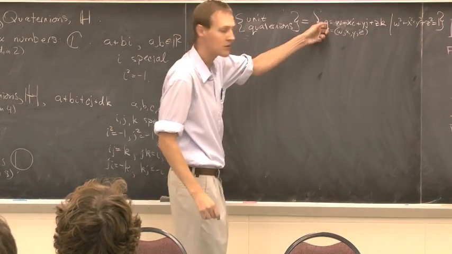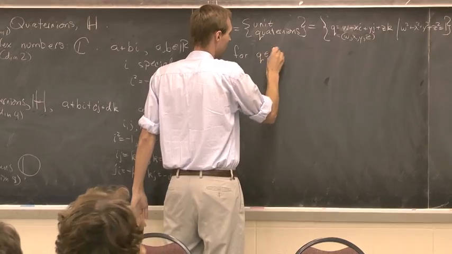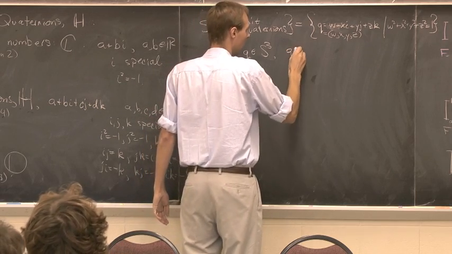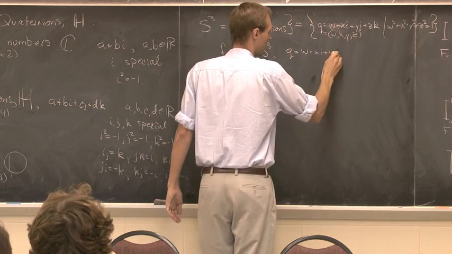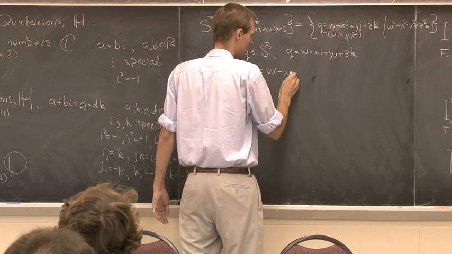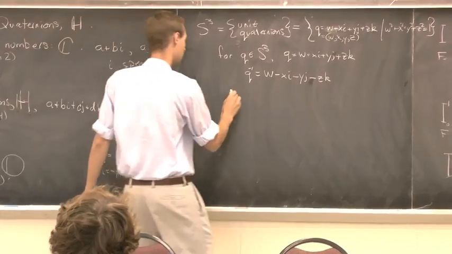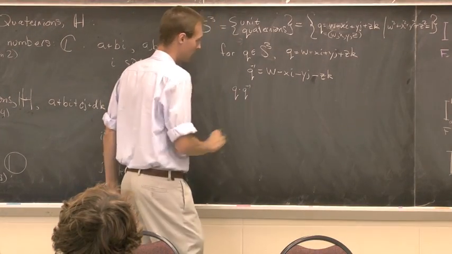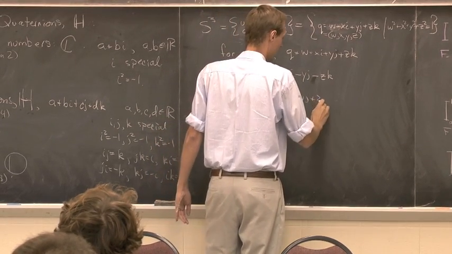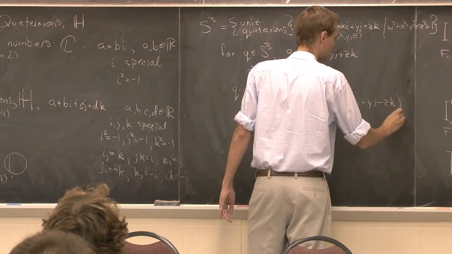I've called these the unit quaternions because their multiplicative inverse is easy to write down. So for q in S3, I claim that q inverse is the following. So q equals w plus xi plus yj plus zk. Then q inverse is given by the same w, but then minus xi, minus yj, and minus zk. And you can check that q times q inverse, well, let's just check it. So this is w plus xi plus yj plus zk times w minus xi minus yj minus zk.